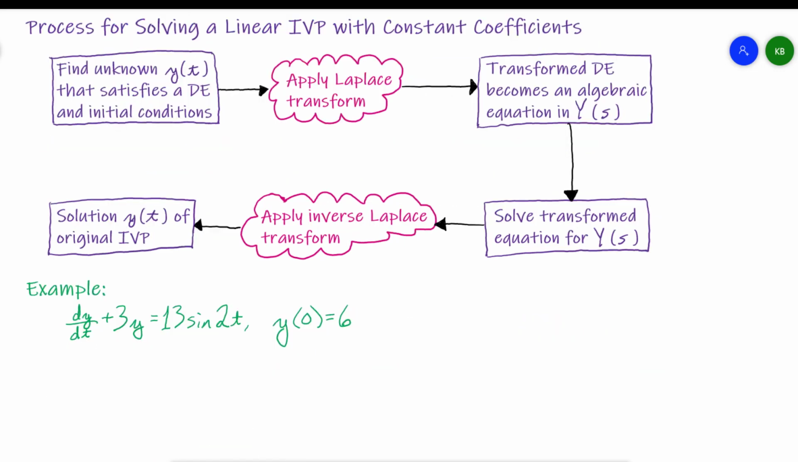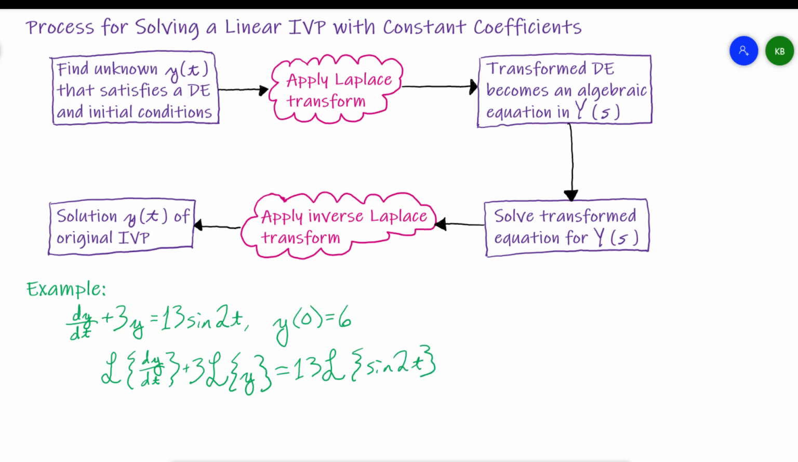So my first step is to find unknown y of t that satisfies a differential equation and initial conditions. I have it. y is unknown. It satisfies it though. All right. Then I'm going to apply the Laplace transform. So I'm going to take the Laplace transform of dy/dt plus 3 times the Laplace transform of y. That's going to equal 13 times the Laplace transform of sine of 2t.